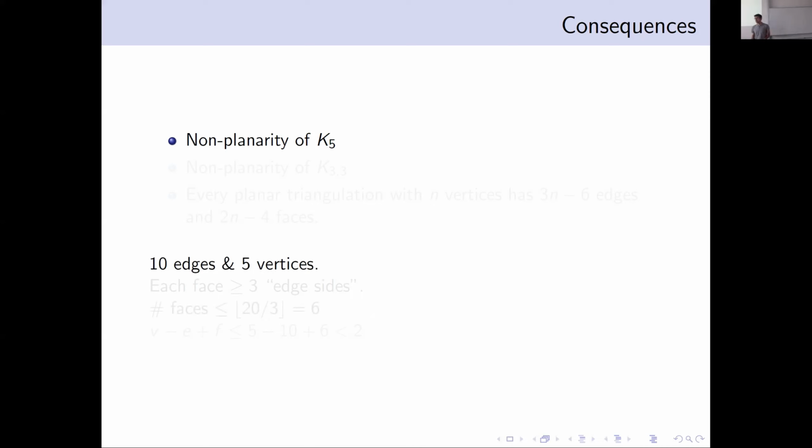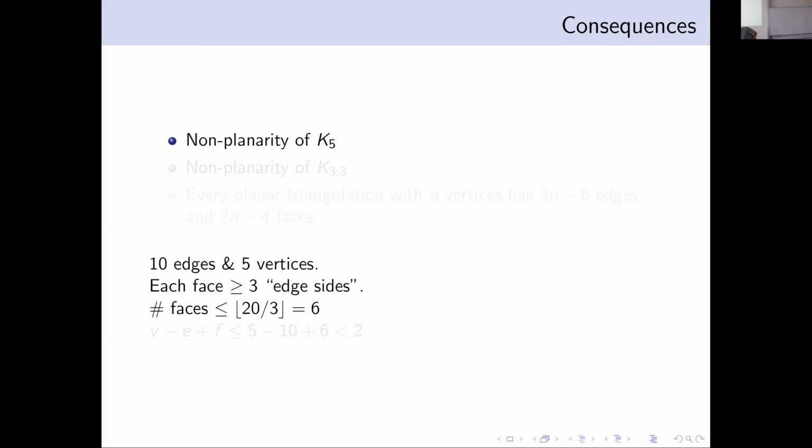Just a quick recapitulation. So this K5 has, right, 10 edges, five choose two, and five vertices. Now, if I have a face, this face is bounded by at least three edges, but you know, each edge has two sides, so a face is bounded just by one side of the edge, either left or right. So each face has at least three of these edge sides. And therefore, the total number of faces is at most 20 divided by 3. The 20 is because we have 20 edge sides, right?